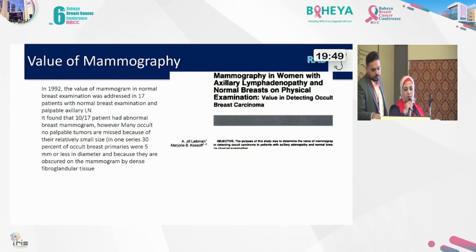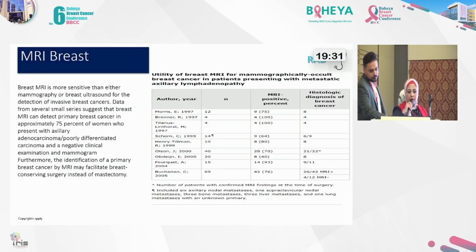However, many occult non-palpable tumors are missed because of their relatively small size. In one series, 30% of occult breast primaries were 5 millimeters or less in diameter, and because they are obscured on mammogram by dense fibroglandular tissue. Value of MRI: breast MRI is more sensitive than either mammogram or breast ultrasound for detection of invasive breast cancers. Data from several small series suggests that breast MRI can detect primary breast cancer in approximately 75% of women who present with axillary adenocarcinoma, poorly differentiated carcinoma, and a negative clinical examination and mammogram. Furthermore, the identification of a primary breast cancer by MRI may facilitate breast conserving surgery instead of mastectomy.